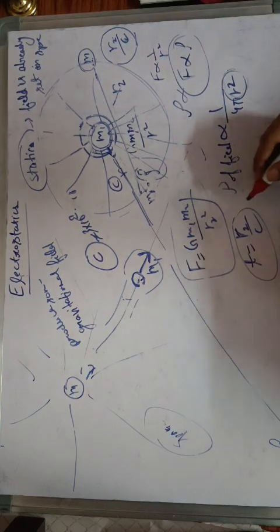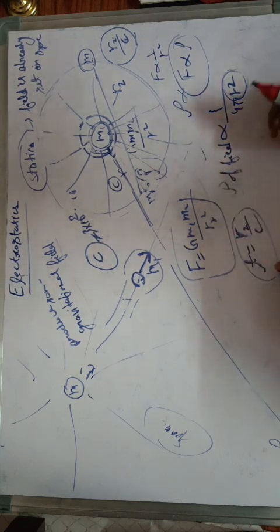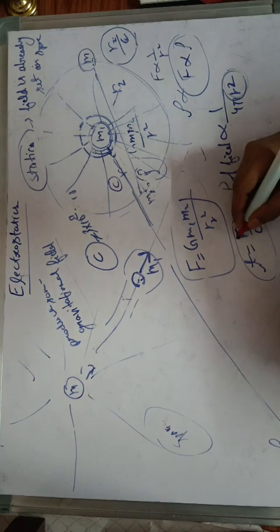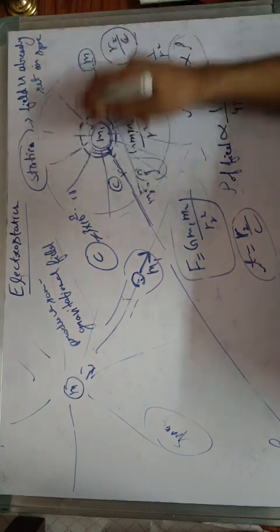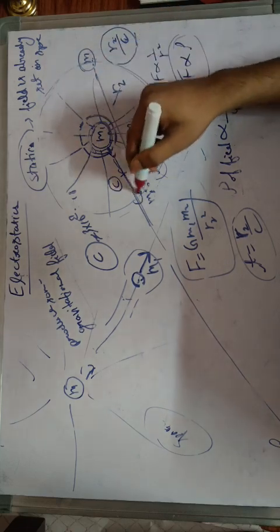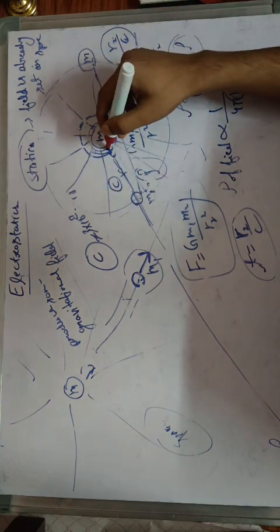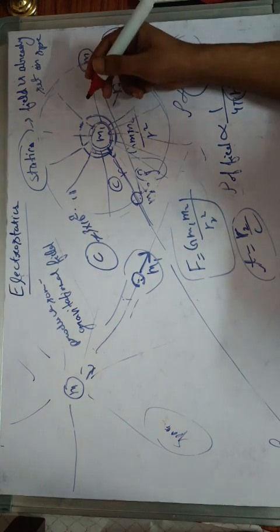But since the speed of light is so high, this time is approximately tending to zero, a very small value. And during this process of moving, the field value here will remain.